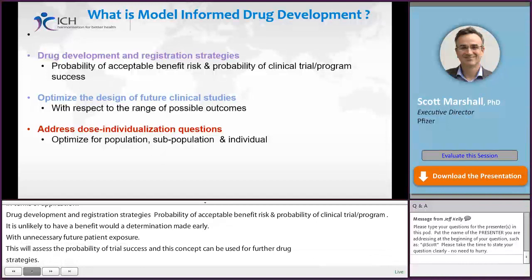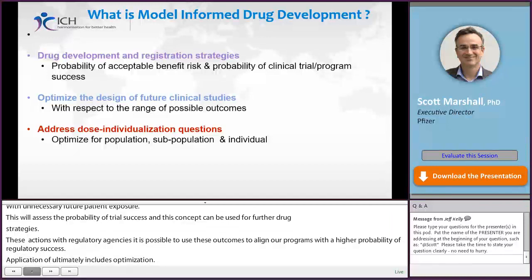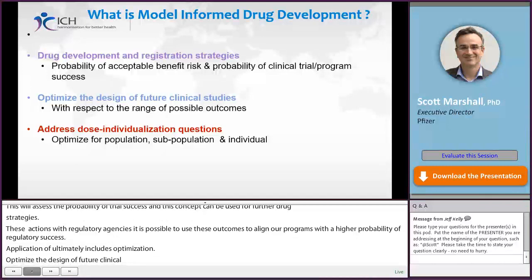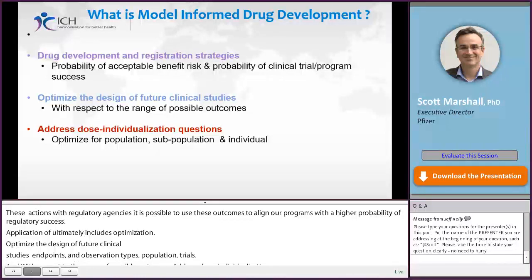Application of MIDD also includes optimization of individual trial designs in terms of choice of dose regimen, number of trial arms, endpoints, observation times, population and trial duration, where a focus of this optimization may be to increase the subsequent predictive value of the knowledge gained from the trial in question. Currently, though, the most common application of MIDD is to optimize the dose regimen.